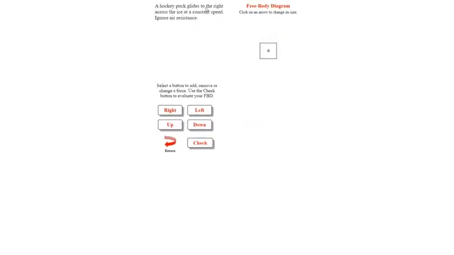So I've got a hockey puck that glides to the right across the ice at a constant speed. I'm going to ignore air resistance. Well, because it's against the ice, I know that I've got a down force, and that down force is going to be gravity. And because it's not sinking into the ice, I know I'm going to have an up force, and that's going to be my normal force. Now, what about the left and right force? They're balanced because the hockey puck is gliding at a constant speed. So I believe that there is no friction because it's on ice. So I'm going to go ahead and check this one, and that is correct.